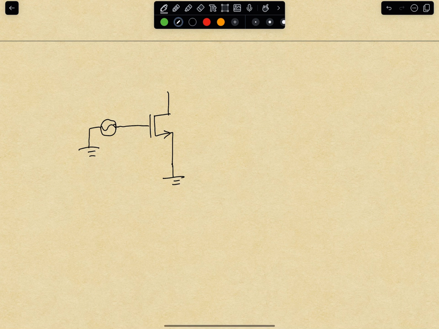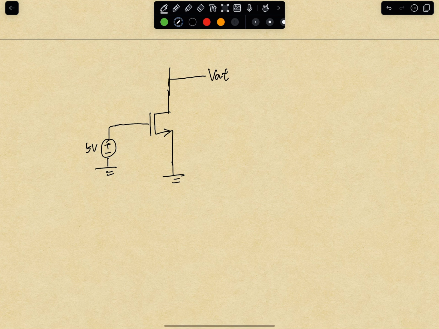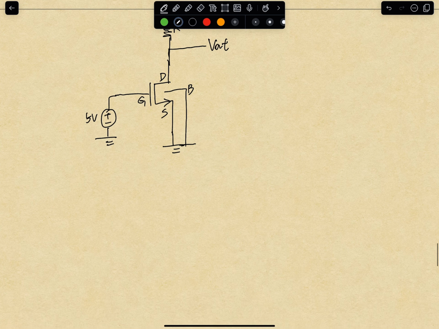So let's first talk about the AC. Let's make this one a 5 volt DC, and this one will be the output Vout, and here will be a resistor or whatever, maybe VDD over here. So we know this one is the gate, the higher potential is the drain for NMOS, the lower potential is the source, and we also have a body which is connected to ground. In this case, body and source are the same. So let's draw the small signal.